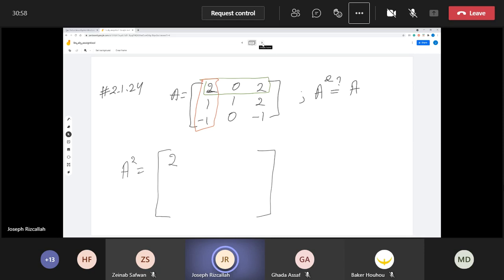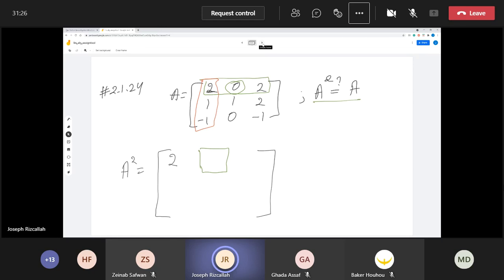Now let's check the 1, 2 entry, this one. The 1, 2 entry in A is 0 here. So now here I need to get 0, for A squared to be equal to A, right? There should be a 0 here. Okay, let's see, will we get a 0? So how do we get this entry? Can somebody tell me what row and what column should I use now to get this entry?